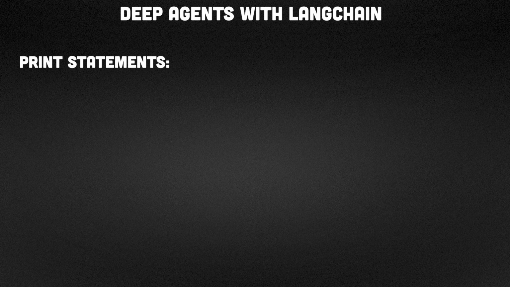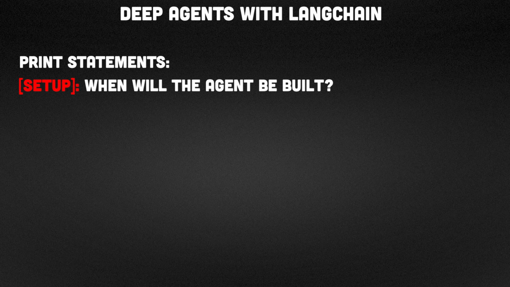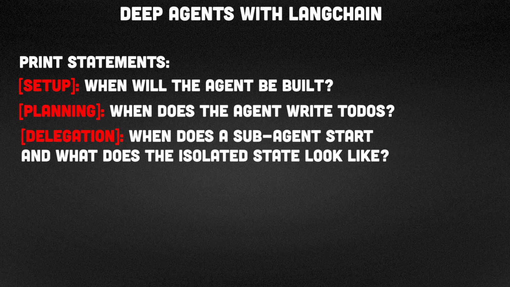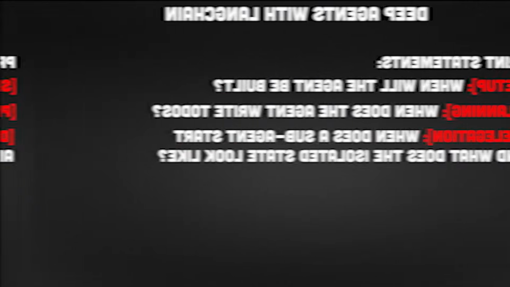To see exactly what is happening, I did something that you actually shouldn't do. But I inserted a few print statements to make it easier for you to understand. So we've got bracket setup, this is when the graph is compiled. Then we've got brackets planning, when the to-do middleware updates the state. And we also got delegation in brackets, when the sub-agent middleware cleans the context and starts a sub-process.